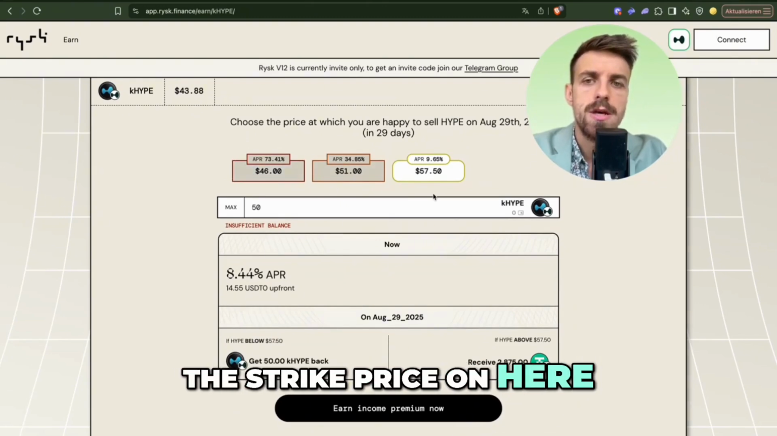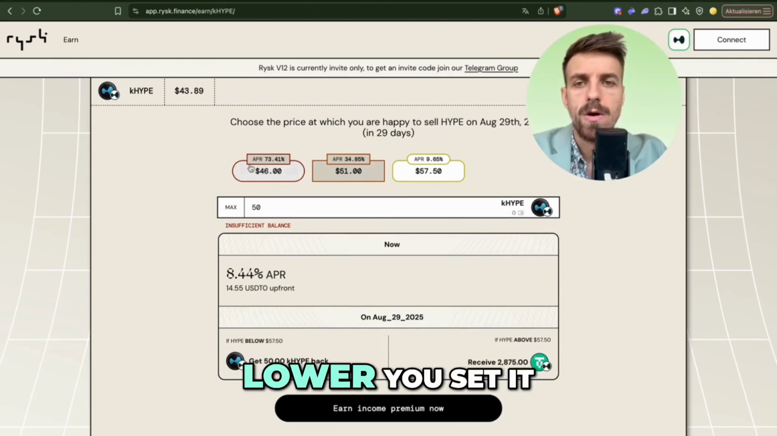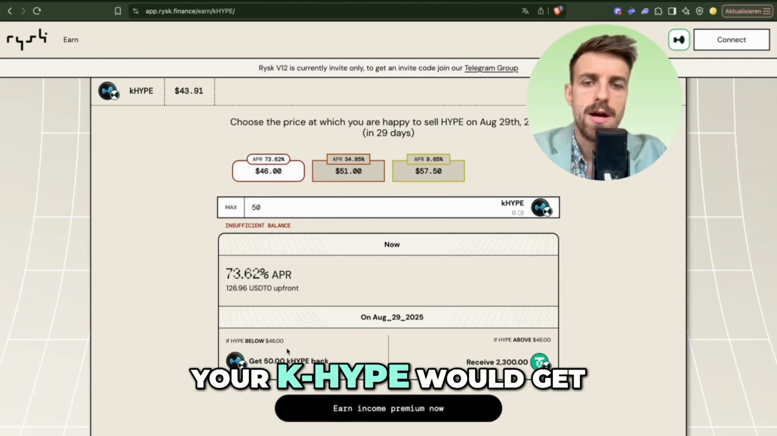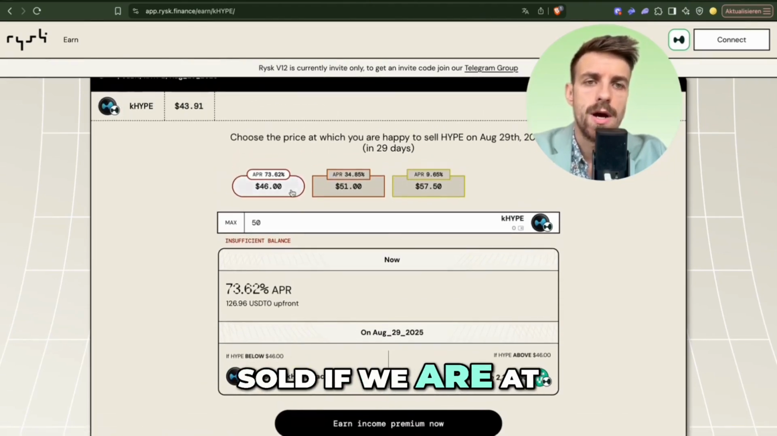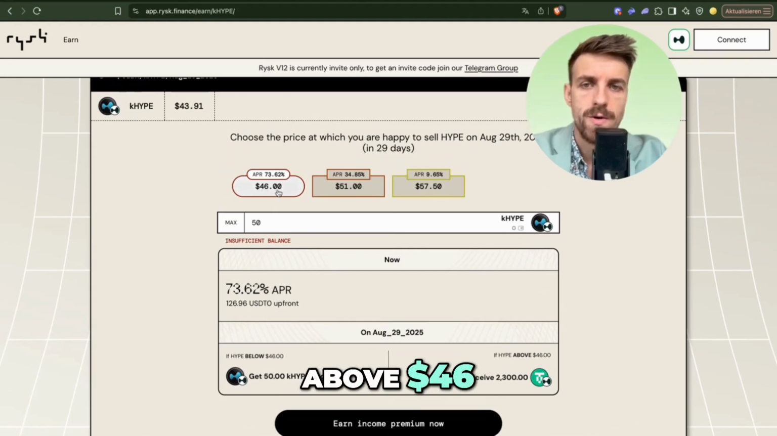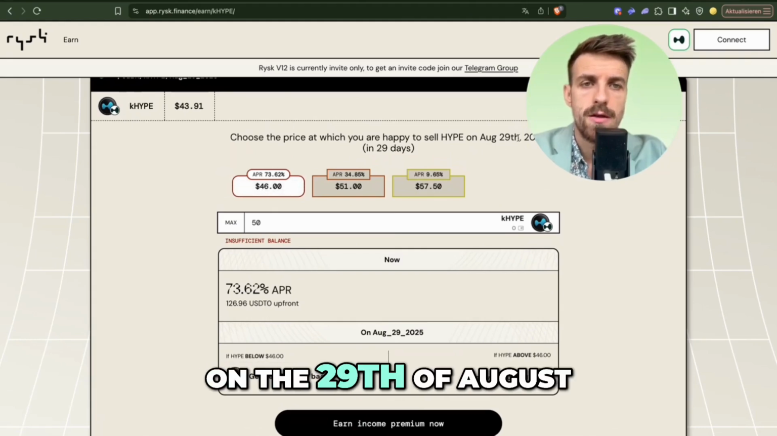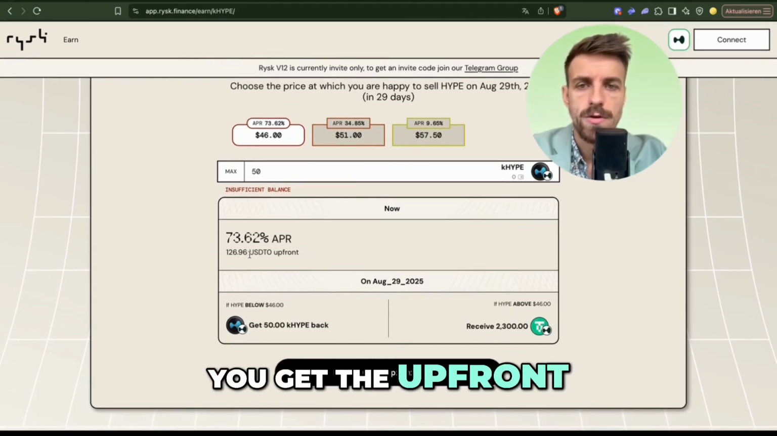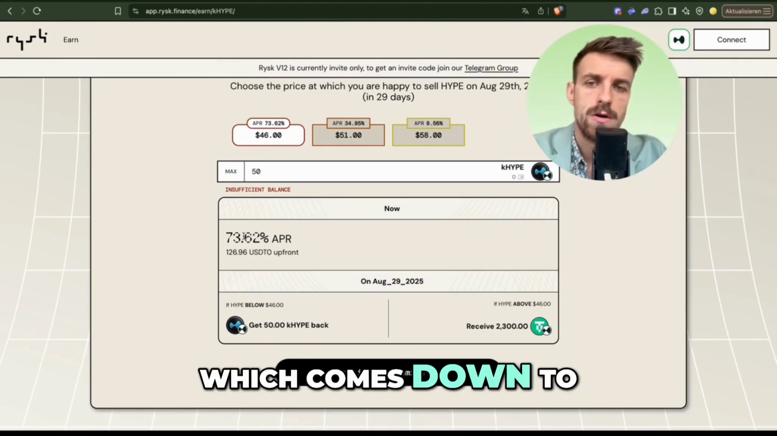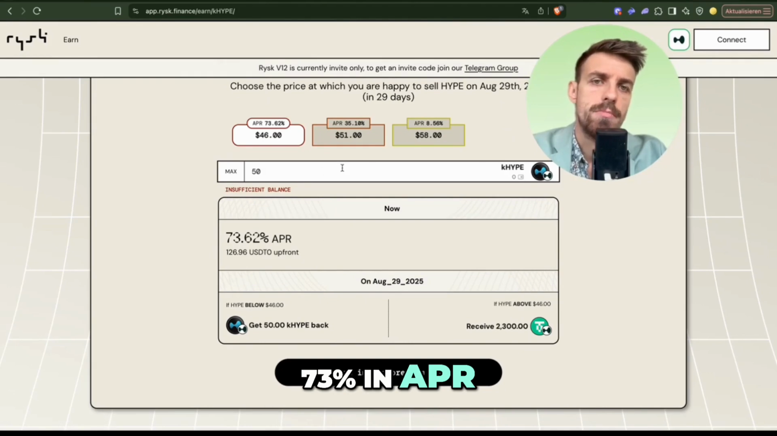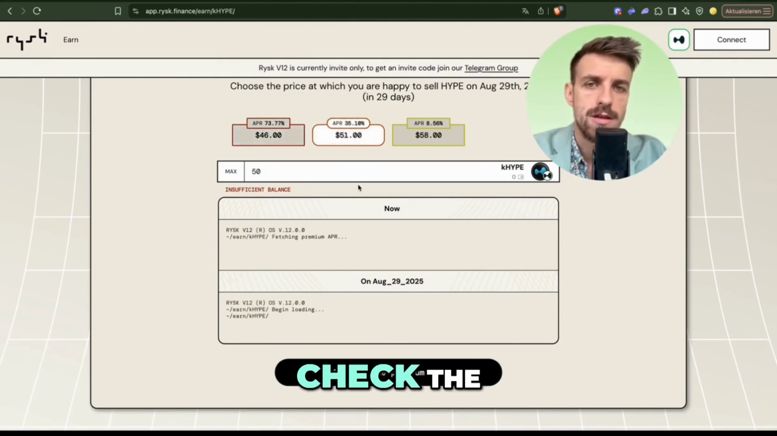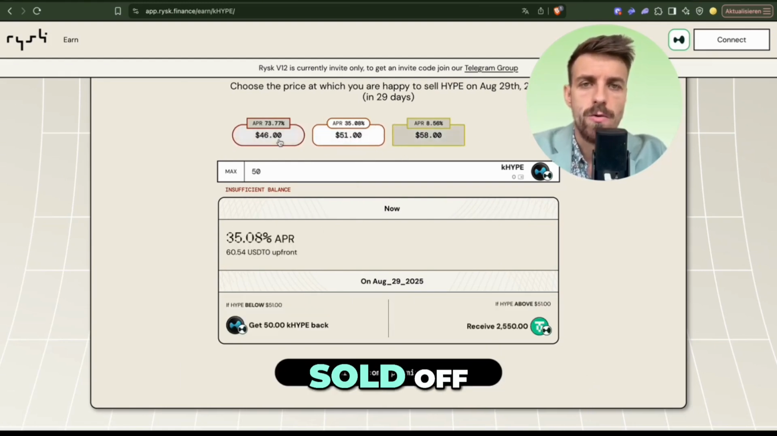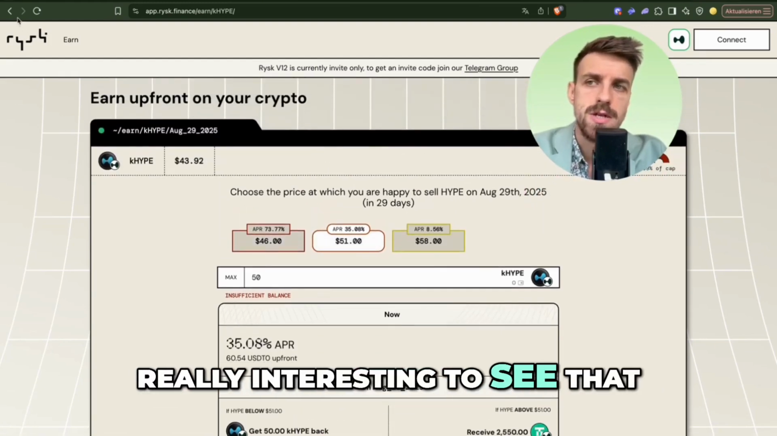And you can set the strike price on here. Of course, the lower you set it, like if you set $46 as a strike, your K-Hype would get sold if we are above $46 on the 29th of August. But you can see here you get the upfront USDT on that, which comes down to 73% in APR. But if you want to play it safe, I would recommend checking the higher strike prices, so your K-Hype doesn't get sold off. But really interesting to see that.